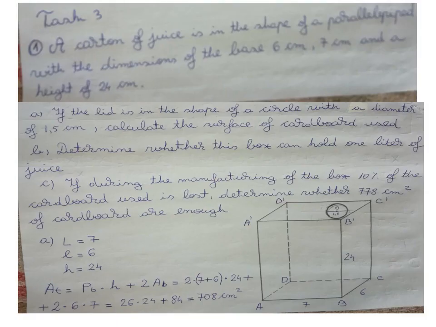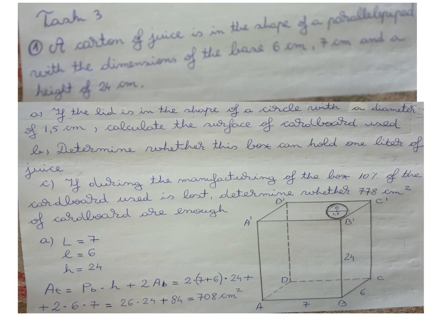Task 3. A carton of juice is in the shape of a parallelepiped with the dimensions of the base 6 centimeters, 7 centimeters, and the height of 24 centimeters. A. If the lid is in the shape of a circle with a diameter of 1.5 centimeters, calculate the surface of the cardboard used. B. Determine whether this box can hold 1 liter of juice. C. If during the manufacturing of the box 10% of the cardboard used is lost, determine whether 778 square centimeters of cardboard are enough.